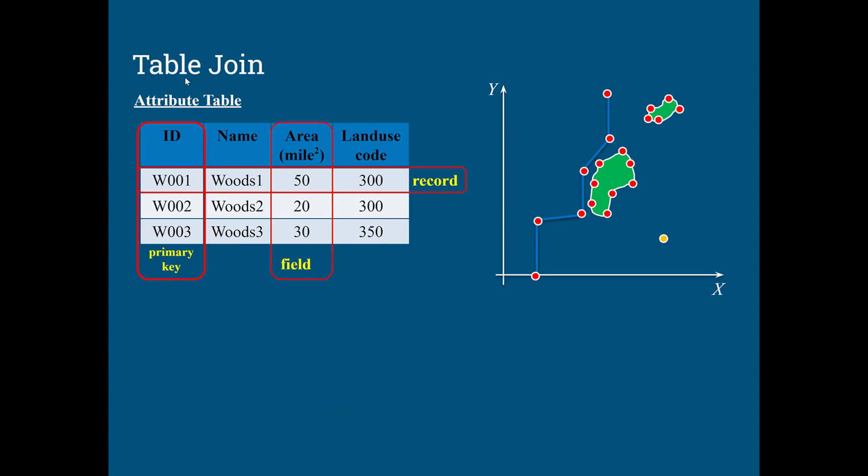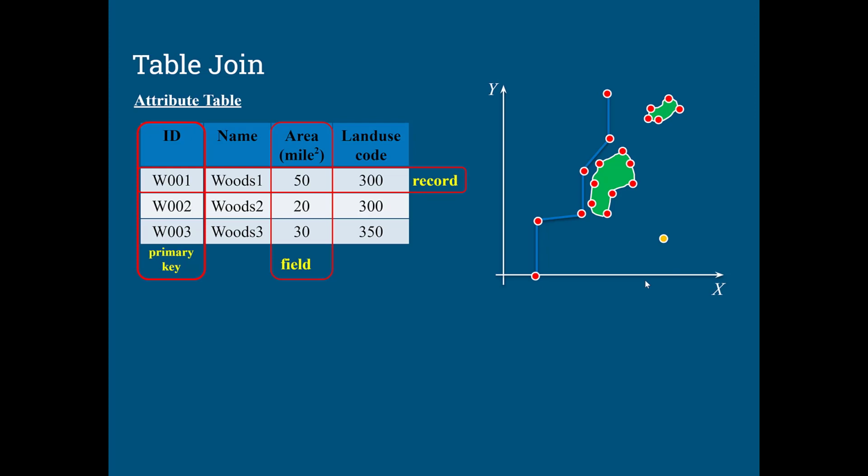Now let's talk about a really important thing. It's called table join. So what is a table join? Let me give you an example. We have this woods layer. For each wood we have an ID and other attributes. As you can see here, each column we call a field, and each row we call a record, right? Then you can also define your key. What is a key? It's a unique identifier that can help us identify different polygons, right?